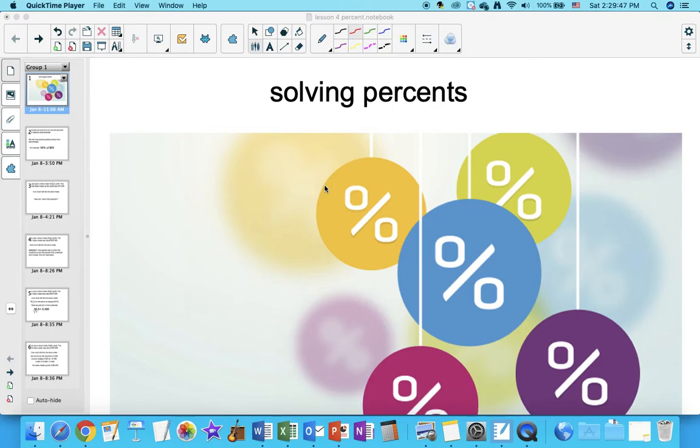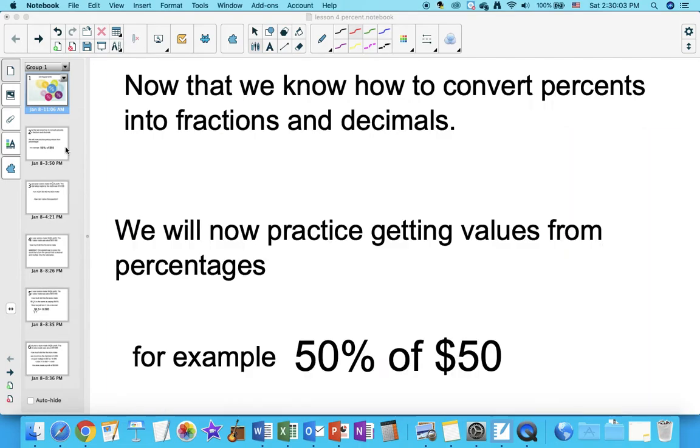You're watching the fourth lesson on percents. In this lesson, we'll be talking about getting values out of percentages. Most of these problems will revolve around getting a percent out of a total and trying to figure out how much, or what the value is, of that percent.